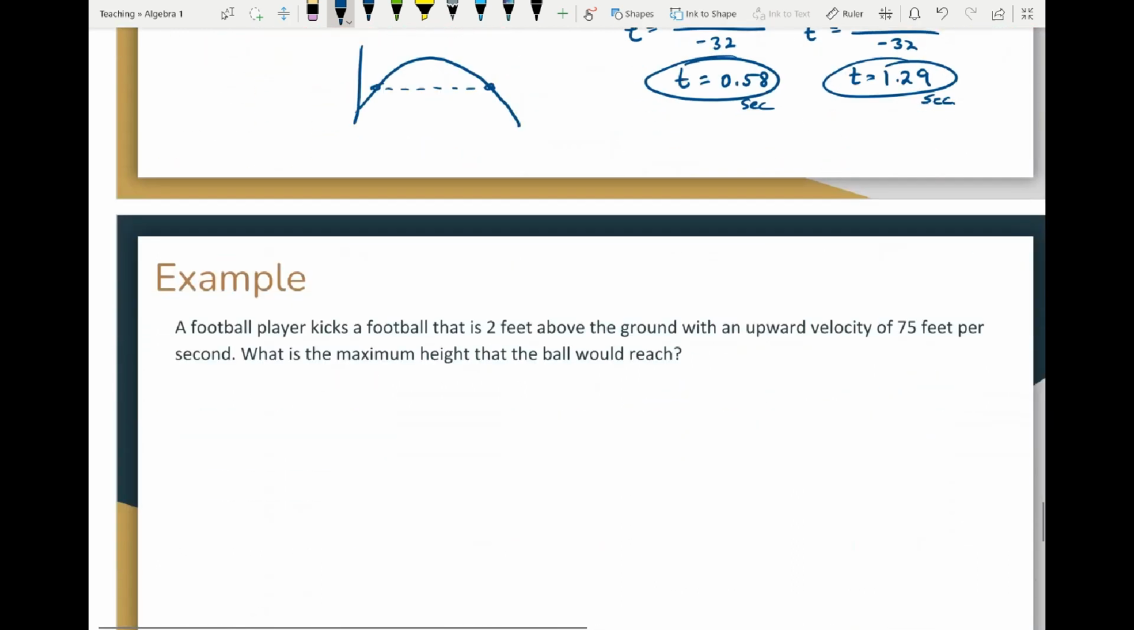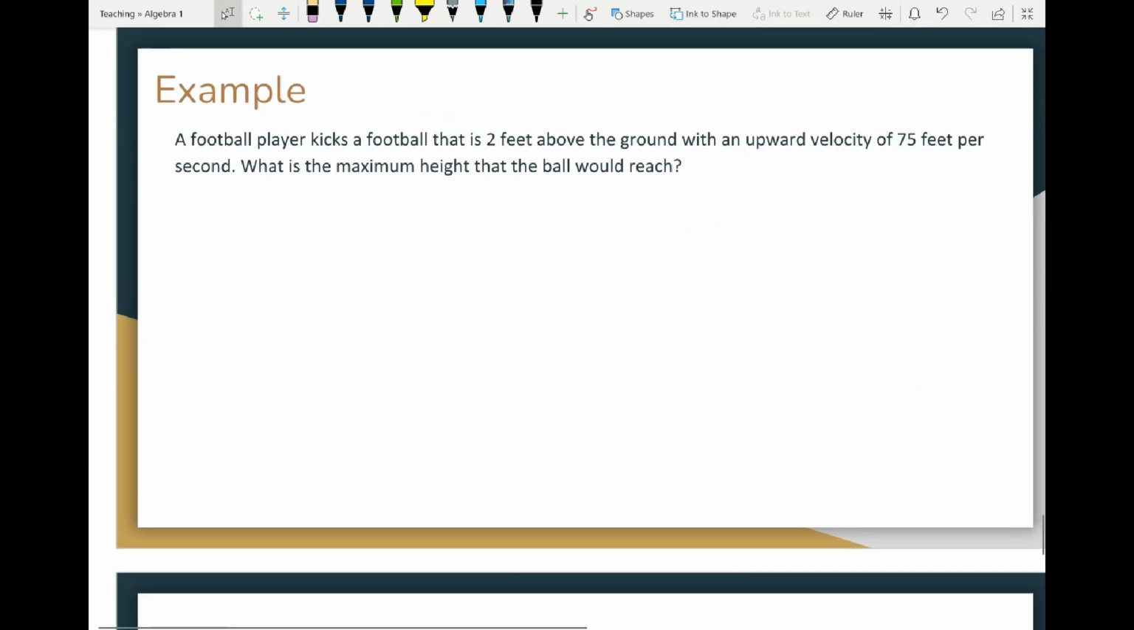All right. And one last question. Basically, what we're going to do here is find the maximum height a ball would reach. If I was a football player, I punted it when it was 2 feet above the ground. So let's take a look at this. So S would be 2.